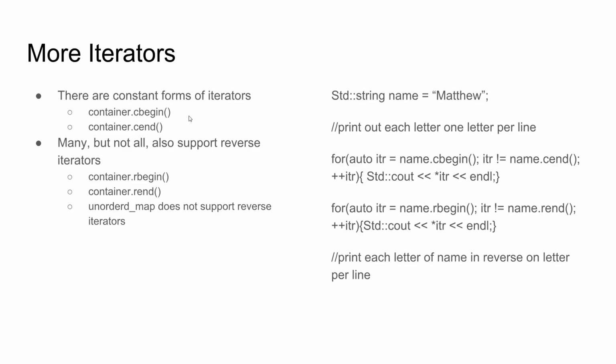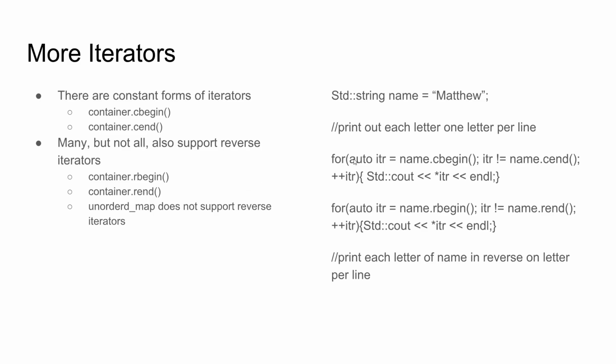Some iterators also support reverse iterations, so rbegin and rend. So rend does not equal normal begin. If you're using the reverse iterators, you have to use reverse begin and reverse end to see if you've gone to the end, to use the correct types. The unordered map does not support reverse iteration.